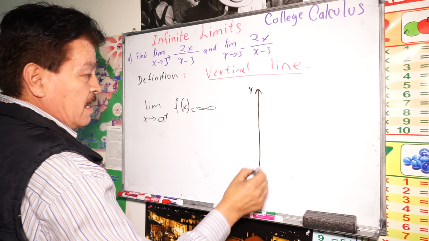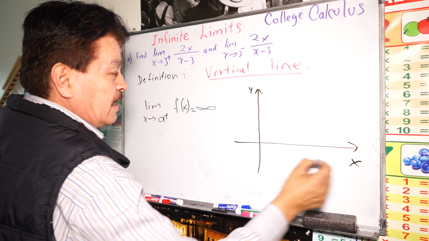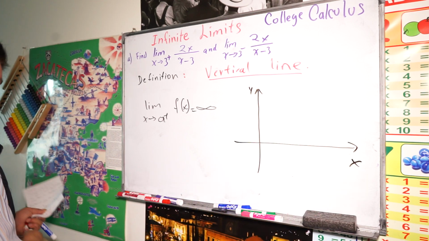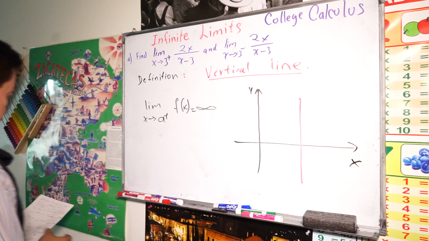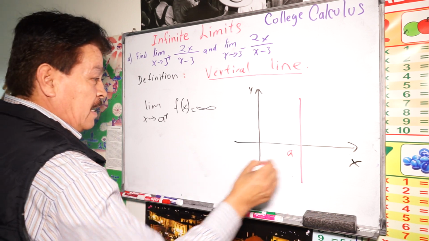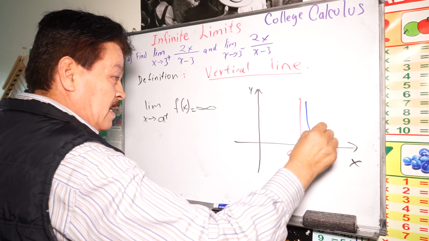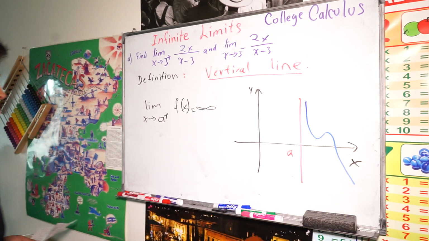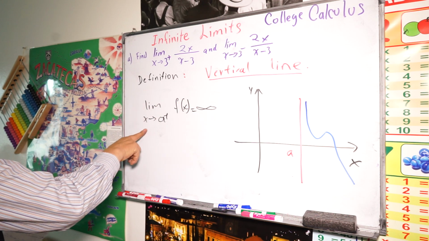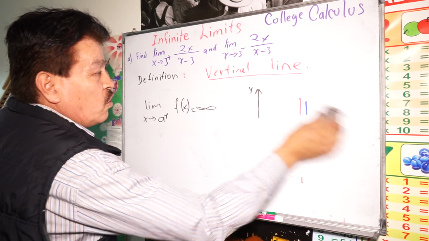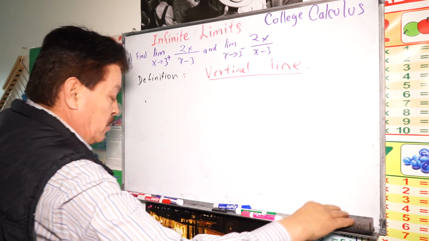This is y, this is x, and then the vertical line is right here. The graph looks like this. Okay, this is the vertical line. This kind of limit, okay, it's number 2. Number 3, let's see number 3.